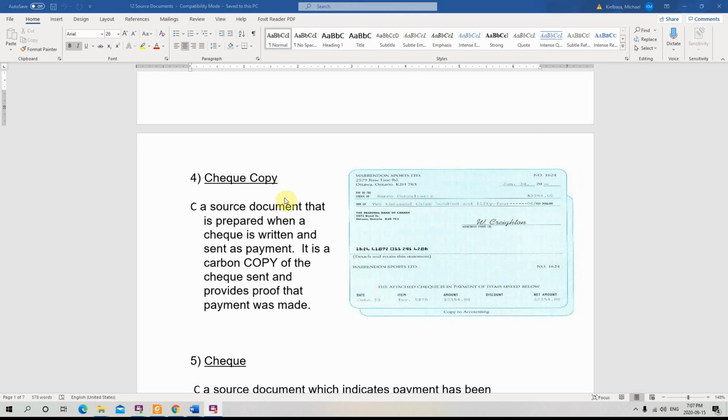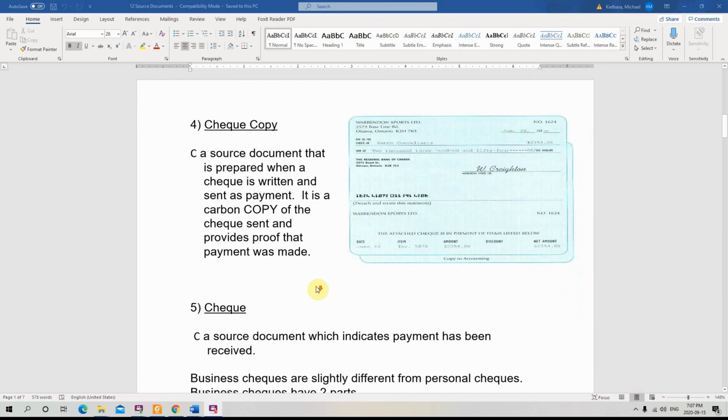Now, a check copy is basically what it sounds like. It's a copy of a check that we've written, but we still have on hand. And it's used to record the fact that we made payment, because we're going to use the copy to indicate that we sent payment, because the original one is going to be sent in the mail, right? So we need something on hand to record the fact that we sent payment. So it's a check copy.